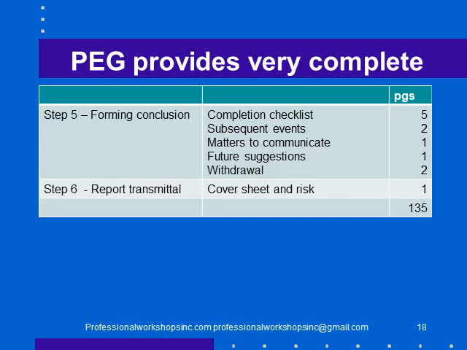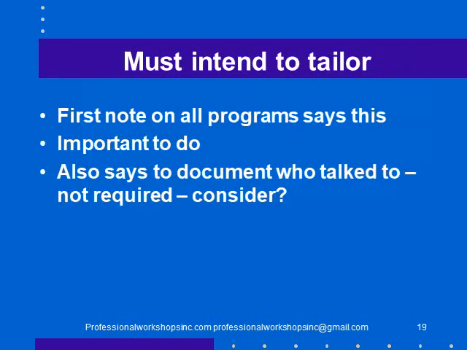A completion checklist, subsequent events, matters to communicate, all told 135 pages if you use them all. So I think the authors of PEG must intend us to tailor them, and indeed the first note on all the programs says this, tailor this program. So that's important to do. It also says we should document who we talk to, so as you're tailoring these forms, maybe you're going to take that out. It's not required documentation, so do you want your staff spending a lot of time documenting who they talk to rather than doing work? So consider whether you want to take that out as well.